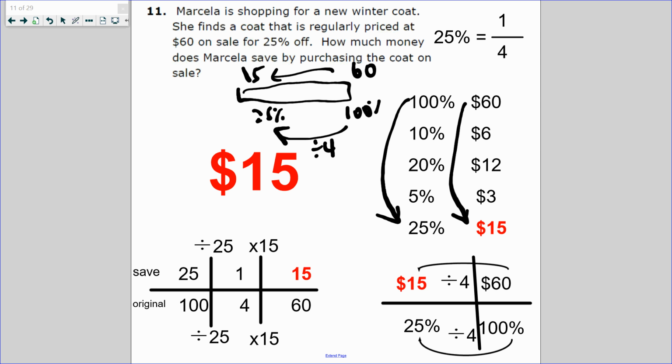Maybe you want to make a table. So you save 25%, the regular price is 100%. So $60 is the regular price. So it simplifies to 1/4. Then it builds back up times 15, $15. So many ways you could have done this. Picture, mental math, tables. Honestly, we do not care which way you go, as long as you have flexibility in your thinking.